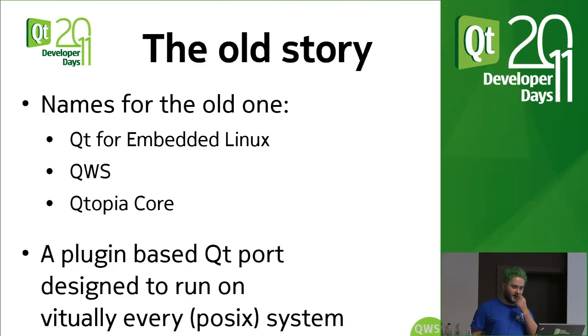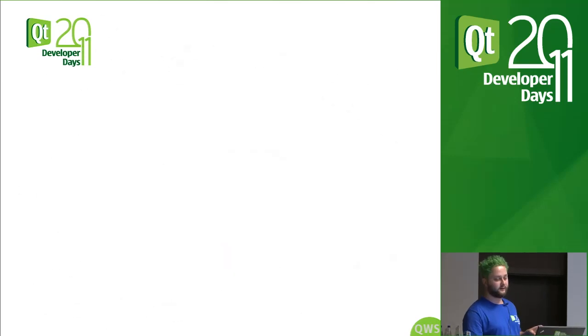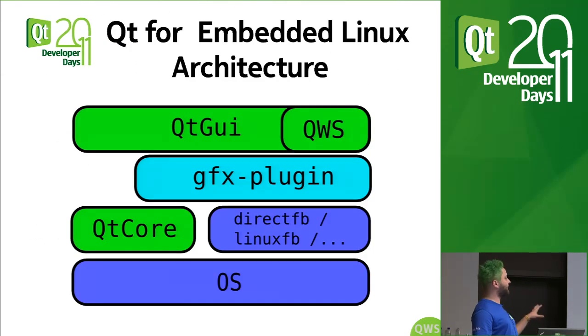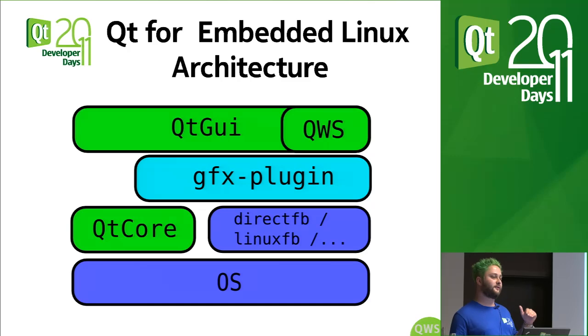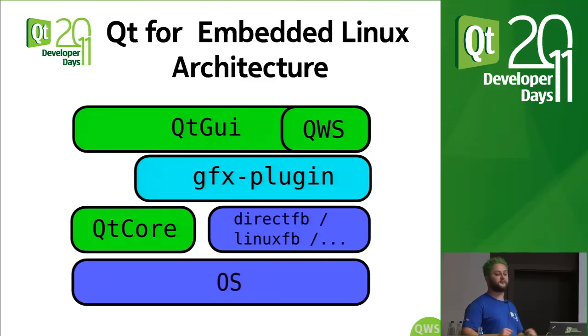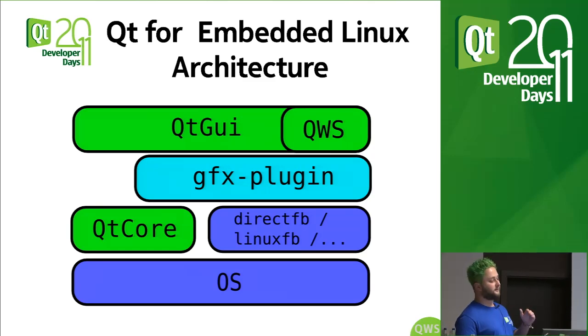So you might know this, this is the architecture overview, and Qt Core is purely operating system dependent. So there's a POSIX Qt Core, right? And Qt GUI needs more than that. And in the Qt for Embedded Linux case, more than just the operating system is provided by the graphics plugin.